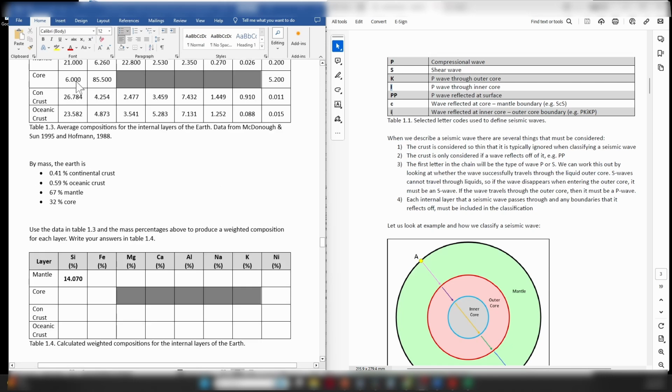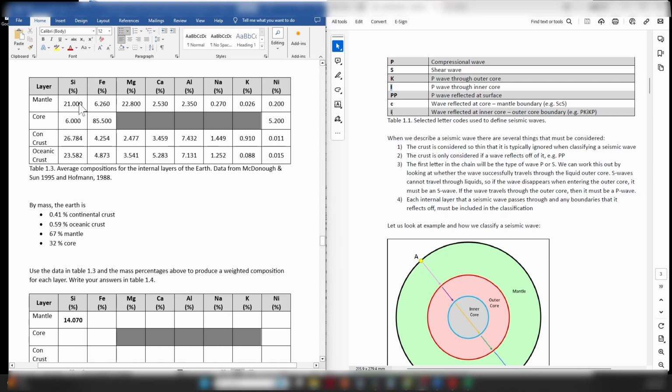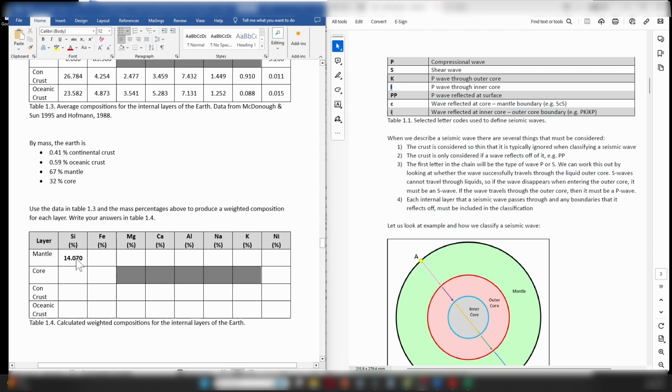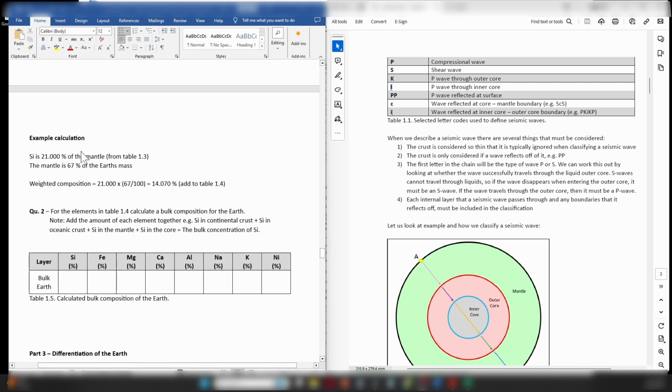And so for each of these elements, in this case silicon in the mantle, we're going to use the average amount for mantle rocks. We're going to use the percentage that the mantle represents for total mass of the Earth, and we are going to use that to calculate a weighted composition for silicon. So how are we going to do that? Well, you'll be happy to know there is a sample calculation down here to show you the exact process. So in this case, we know from the average data that the mantle is about 21% silicon, and that information is from table 1.3.